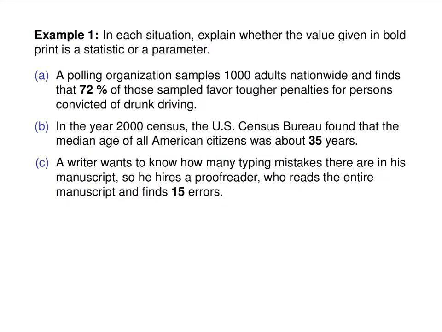So in each situation, explain whether the value given in bold print is a statistic or a parameter. A polling organization samples 1,000 individuals nationwide and finds that 72% of those sampled favor tougher penalties for persons convicted of drunk driving. Well, we sampled 1,000 adults, not every single adult nationwide. So this is a statistic, and it's taken from a sample.